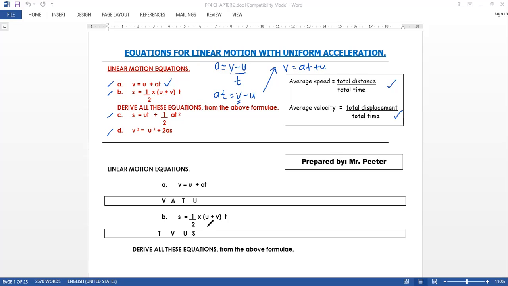In the first formula, if you notice carefully, S is not given. In the second formula, A is not given. In the third formula, V is not there. And the last formula, T is not there. So every formula will have four unknowns. You see the first formula, it consists of final velocity, acceleration, time, and initial velocity. So this formula does not have the distance or displacement.